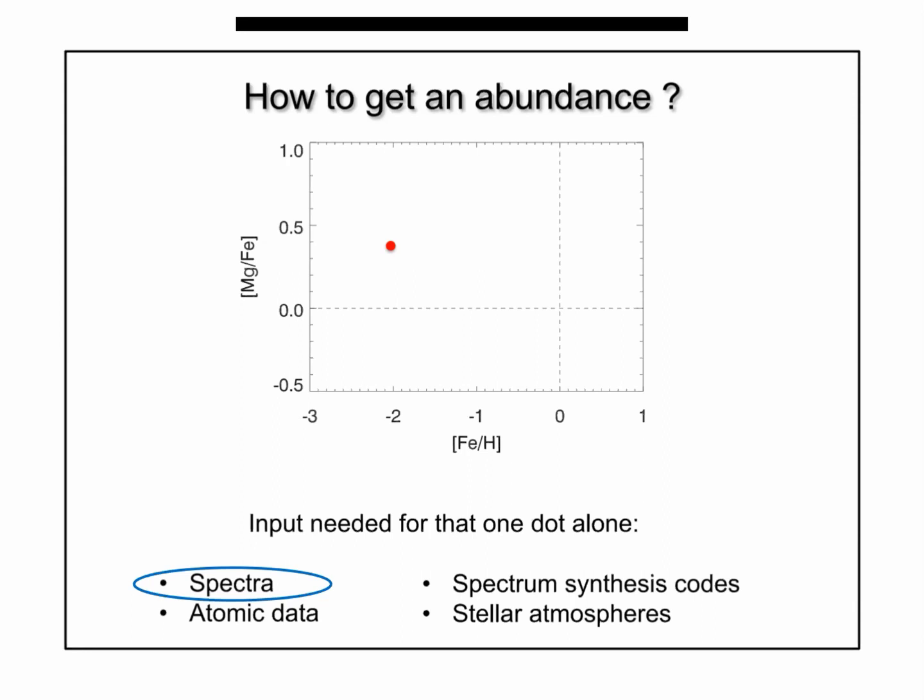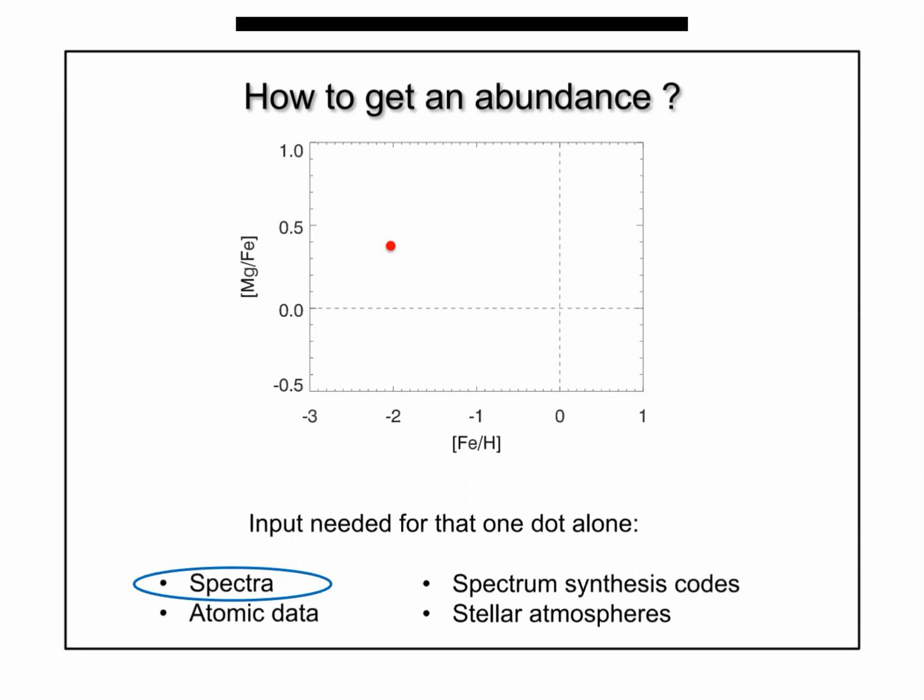So the input you need for this one dot alone is the spectra, the atomic data, spectrum synthesis, and stellar atmospheres. In this talk, I'm going to concentrate on the spectra, and then Andreas Korn after me is going to talk about other points here.